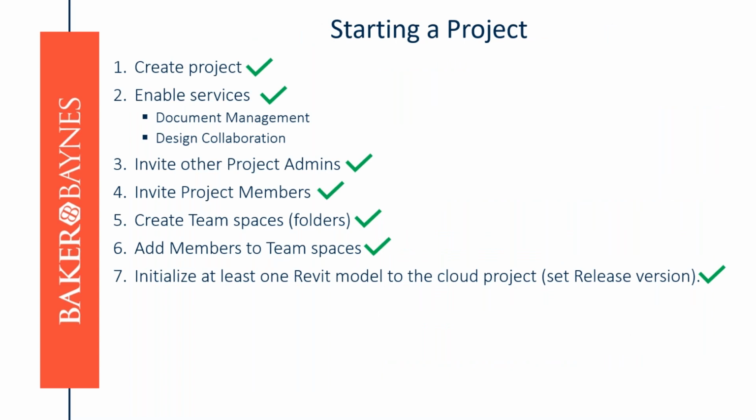Okay, so if we review, we've covered the following steps. We've created a new project. We've activated services. We've added project admins and members. We created folders and teams, and we also looked at permissions. Lastly, we set the project's Revit version by initiating the first Revit module.